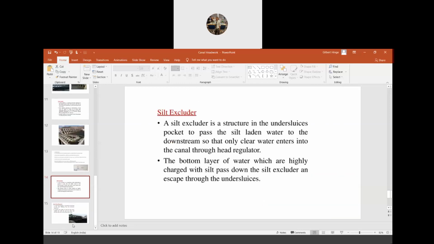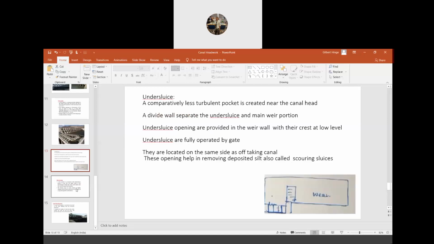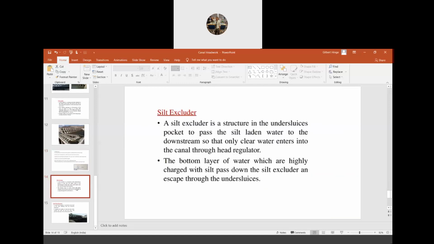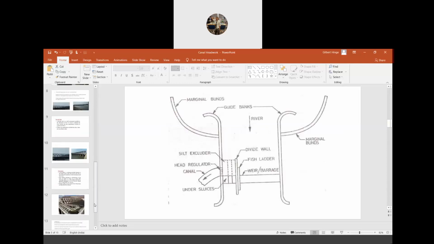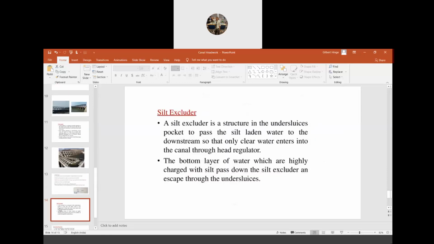Near this undersluice gate, we put some kind of a silt excluder. If you see in this diagram, nearby this undersluice gate, we provide some silt excluder. The role of this silt excluder is the same thing, to remove the silt content to make sure only the clean water will enter into the canal.